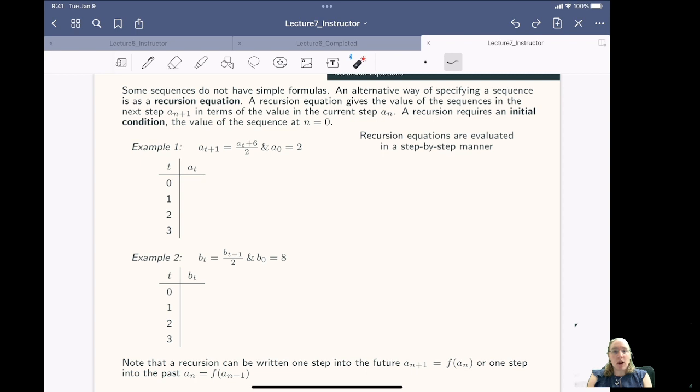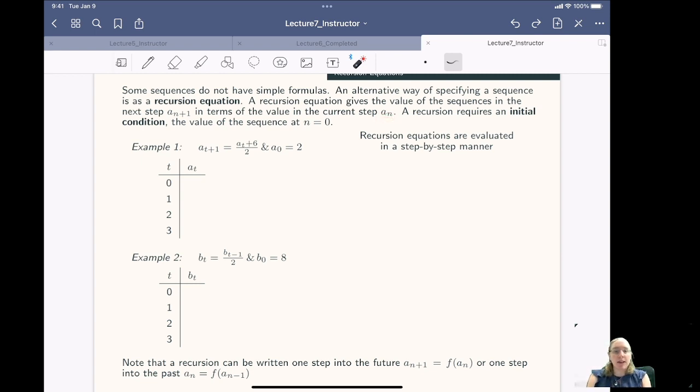And instead, we often have to write them as a recursion equation. A recursion equation tells you what the next value is given the current value. So a recursion equation gives you the sequence where it gives you the next step, a(n+1), given some value of the current step, a(n).